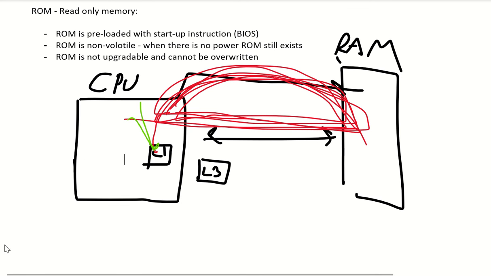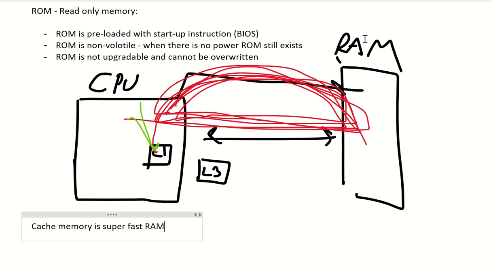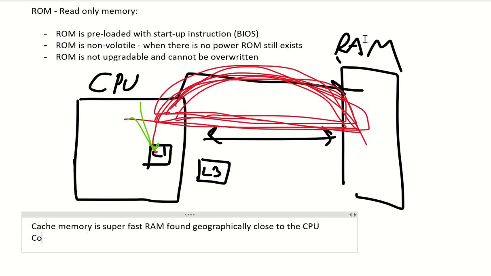So cache memory is super fast RAM found geographically close to the CPU. Okay, so it's found geographically close. It's pretty much on the chipset or close to the chipset. It contains regular use instructions to speed up the process.